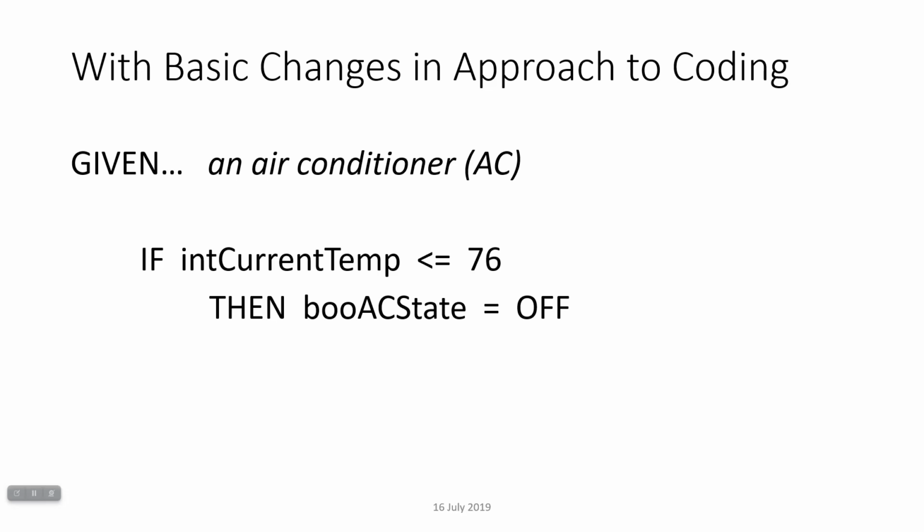So I've created a simple logical condition that I can test for. If it is less than or equal to 76, then that's true. So my AC state, which is a Boolean value, that's a Boolean data type, I'm going to set that to equal off. But otherwise, the AC state is on. So only when the temperature is less than or equal to 76 is my AC unit off. Otherwise, my AC unit is on.